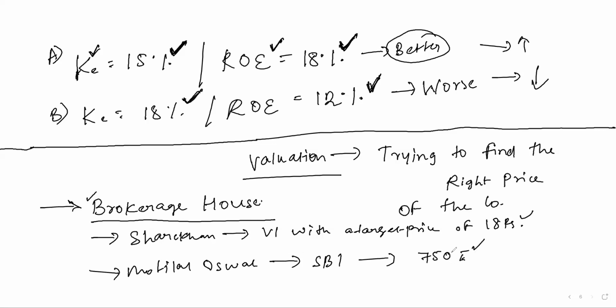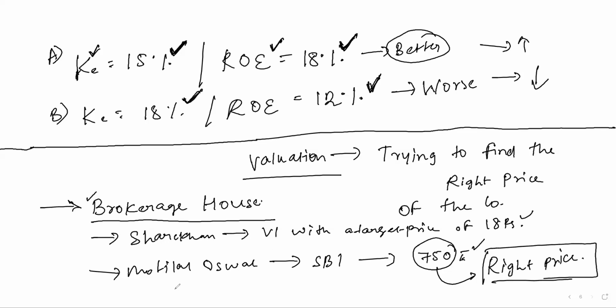Now, what is this target price? According to the analysis of the various brokerage houses, this is basically the right price for the company. Let's say the current market price of Reliance is 2,700, and according to the analysis, you can call this recommendation an entry price, but it is somewhat different from the entry price.